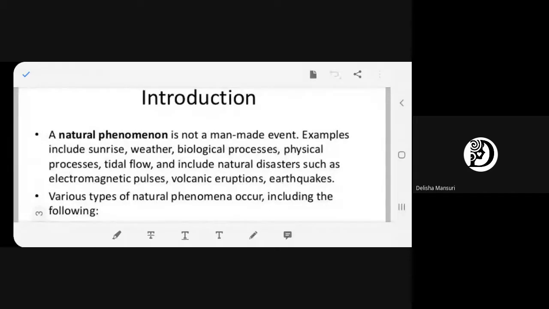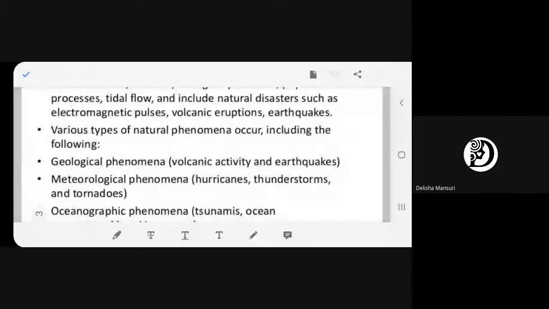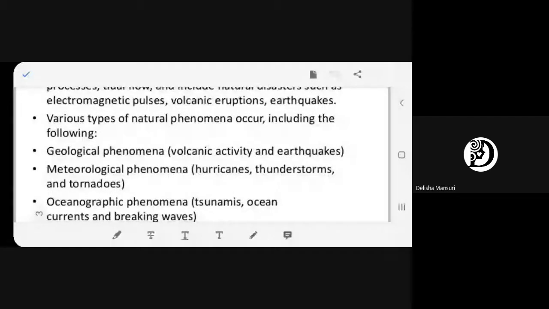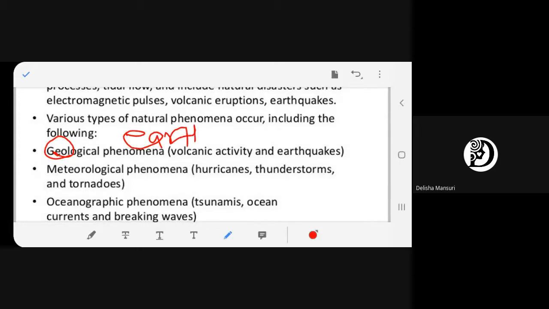Okay? Because nature is supreme. The types of natural phenomena that occur are mainly three types. First is geological phenomena. Now, as the word suggests, geo means earth. What is geo, beta? Earth. This is how you have to remember. Geo means earth. So anything related to earth is called a geological phenomenon. First is volcanic activity and the second is earthquake.